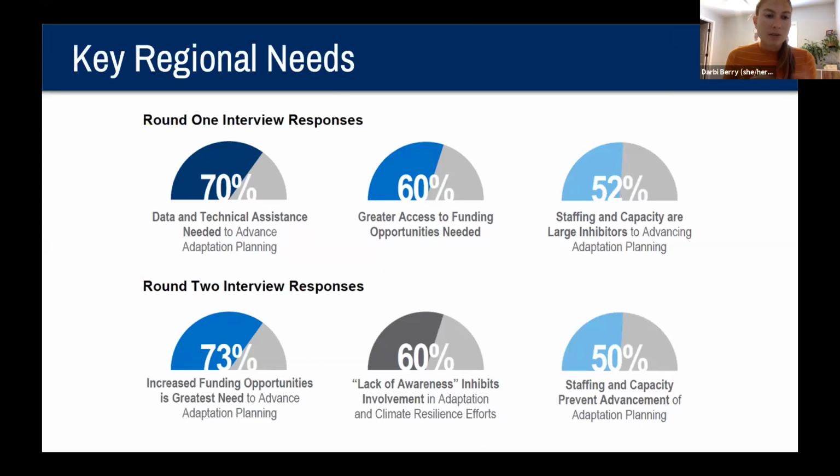The first round was interviewees from regional cities and agencies, so city planners. We interviewed folks from our port and our airport areas just to look at, what are the core barriers for you to advancing adaptation in the region.